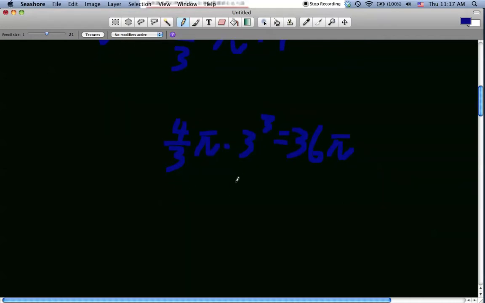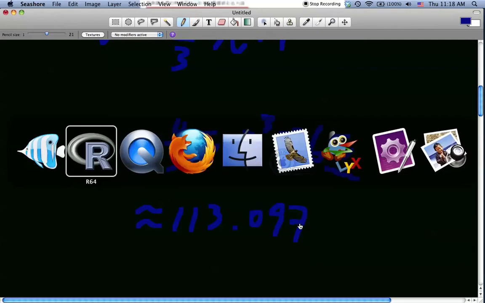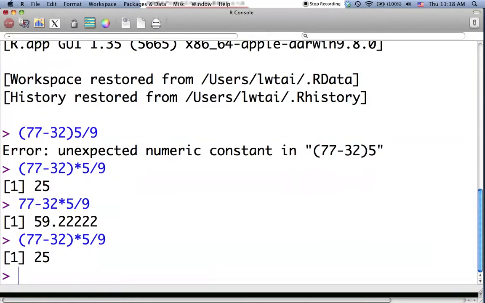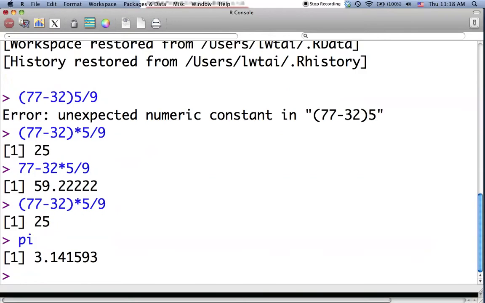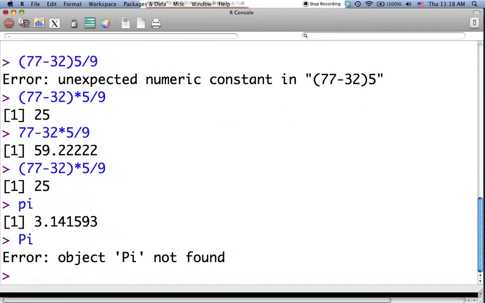If I do some kind of approximation for pi, such as 3.14159, then this expression above will roughly equal 113.097. Okay, and let's see how R does this. Notice one cool thing is that pi, lowercase p and lowercase i, is stored as a constant in R. And case here matters. The uppercase P-I is not stored as a constant in R.